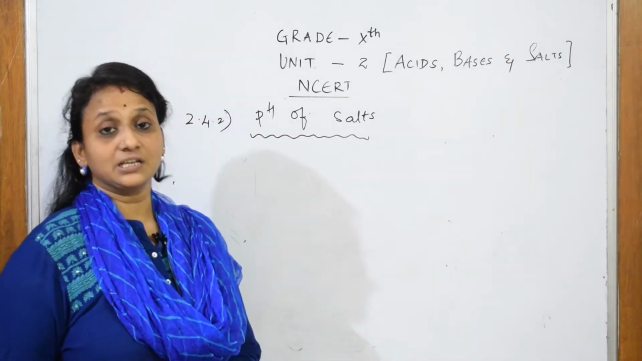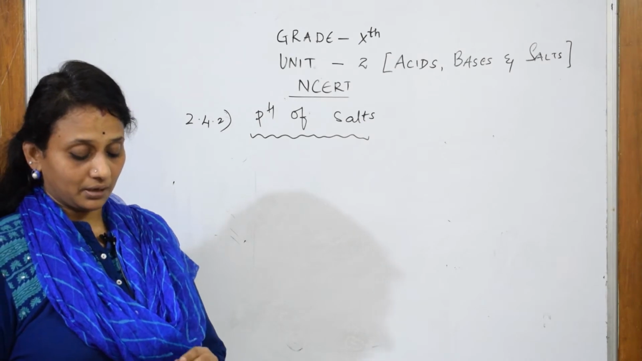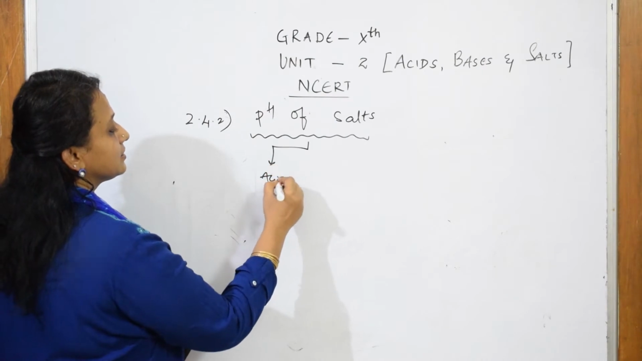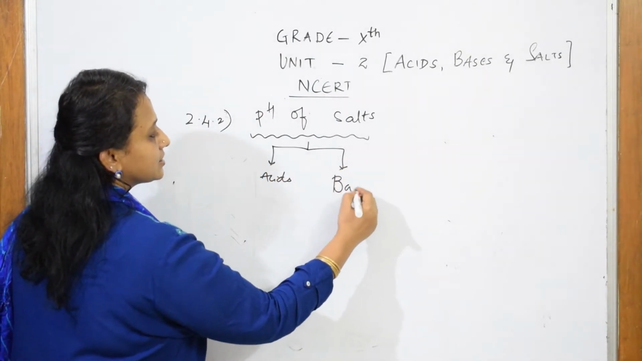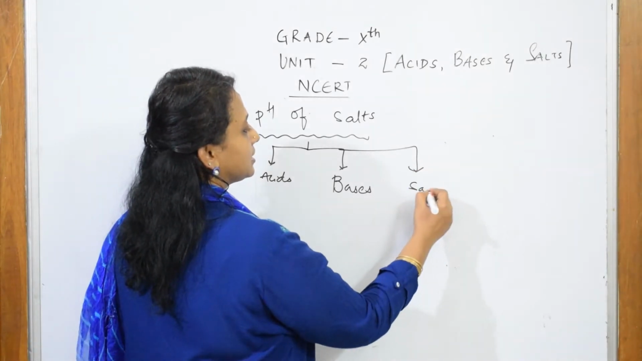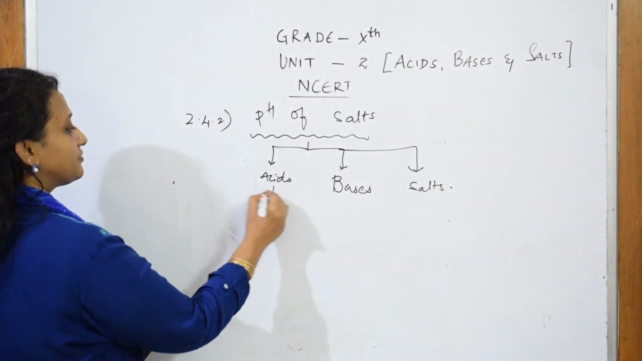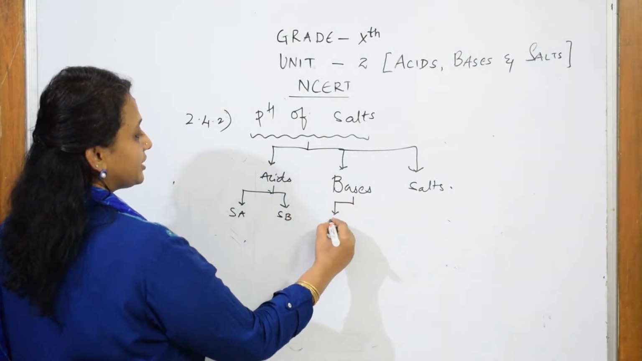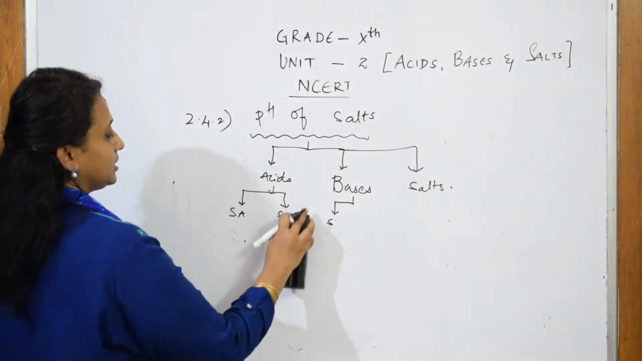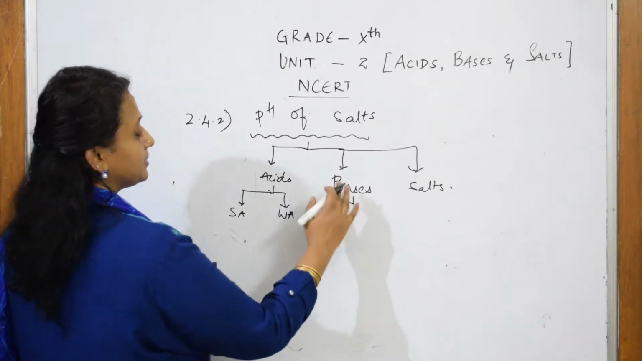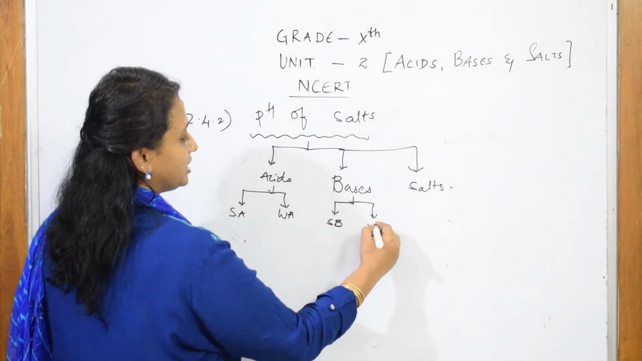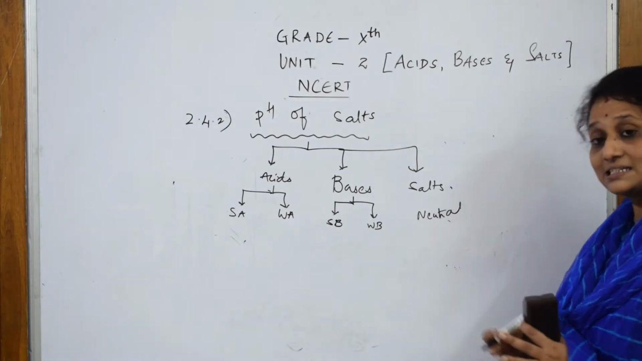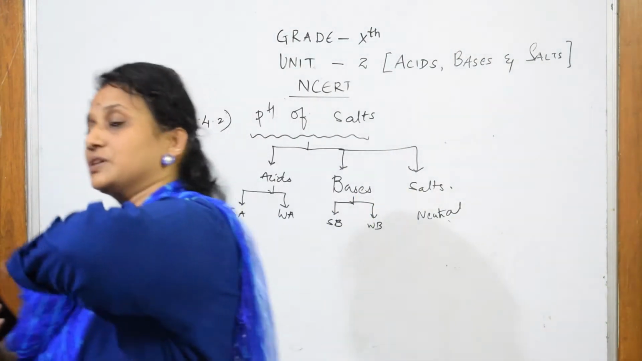Here in pH of salts, what are we going to learn? Remember, basically in chemistry we have acids, we have bases, and we also have salts, correct? Acids are classified into strong acid and weak acid. Bases are classified into strong base and weak base. Salts are neutral, we very well know. First let us learn the examples of this so that it's useful for us.